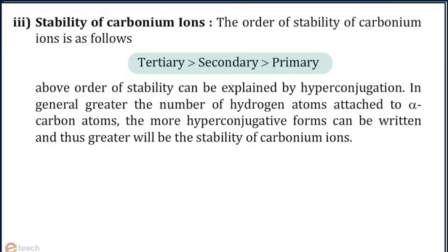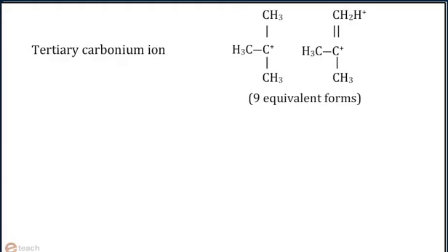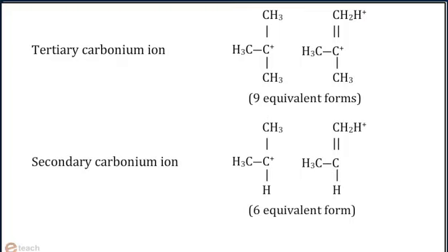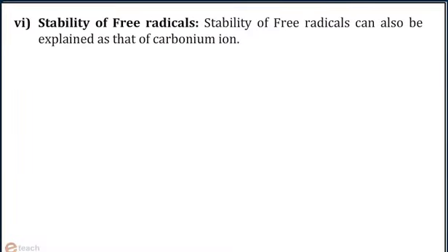From the given examples, we can observe that the tertiary carbonium ion has 9 alpha hydrogen atoms, so 9 hyperconjugative structures, and similarly the secondary and primary carbonium ions have 6 and 3 hyperconjugative structures respectively. The fourth one is stability of free radicals. The stability of free radicals can also be explained as that of carbonium ions.